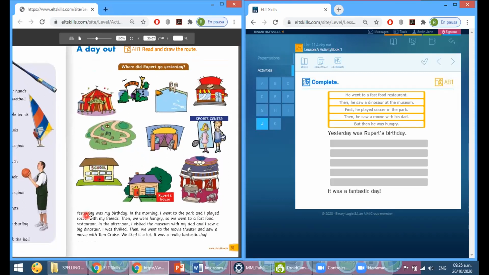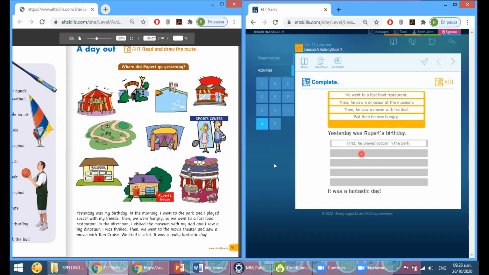For example, yesterday was my birthday. In the morning, say yesterday was Rupert's birthday. Okay? In the morning, I went to the park and I played soccer with my friends. Yesterday was Rupert's birthday. First, he played soccer in the park. You see? I went to the park and I played soccer with my friends. You see, read please this sentence, this paragraph, and you tell me the correct order. Let's put in order this.